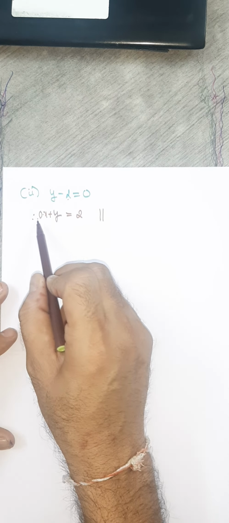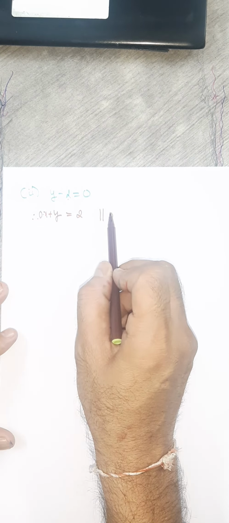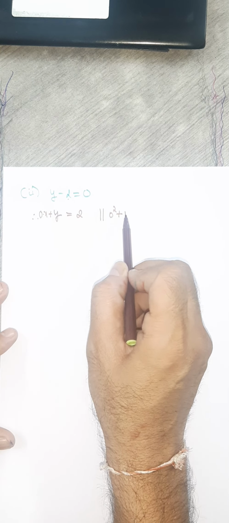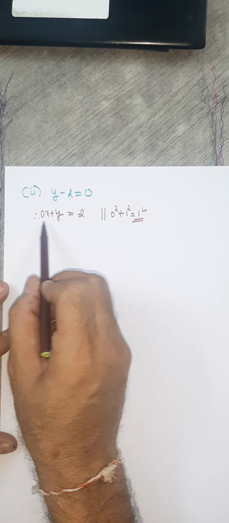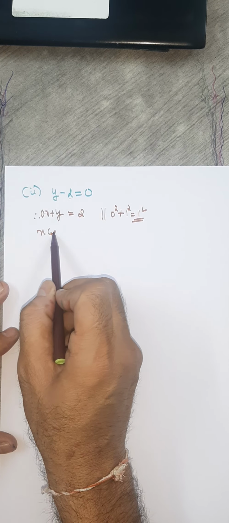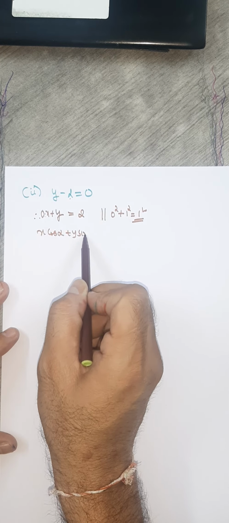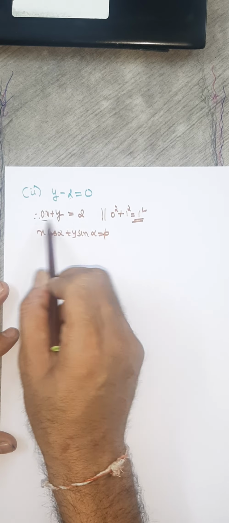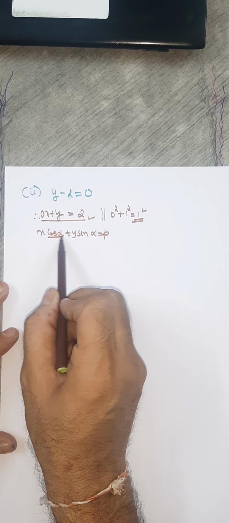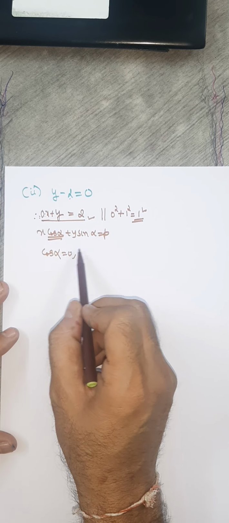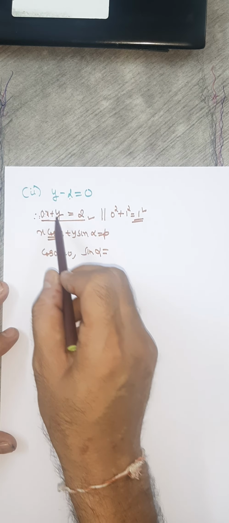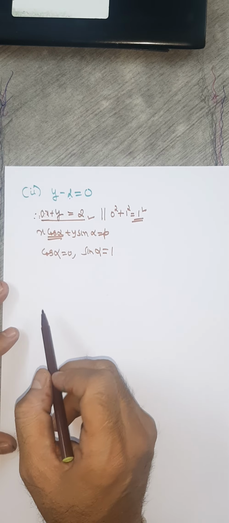Now what you need to check? The coefficient of x squared plus coefficient of y squared should be 1, and it is here 1. So it is already in this form. Which form? x cos alpha plus y sin alpha equals p form. No need to divide by anything. Clear? What is cos alpha here? Cos alpha is 0, the coefficient of x. What is sin alpha? It is here 1.